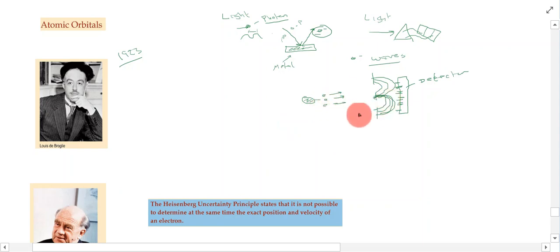Now, the weird thing about this is that this is the way they behave when they're not being observed. When you carry out this same experiment and observe the electrons, it's like they revert back to being particles. So this was a strange kind of effect that was happening.